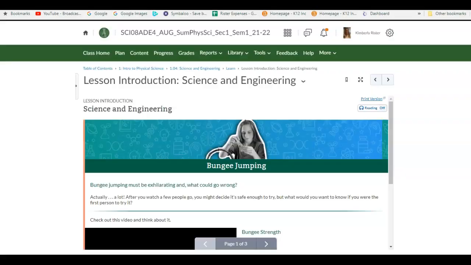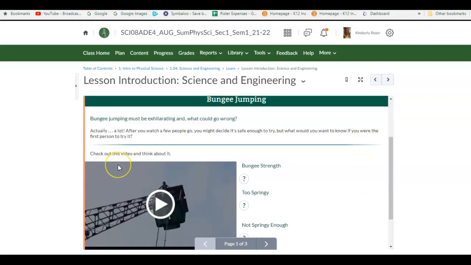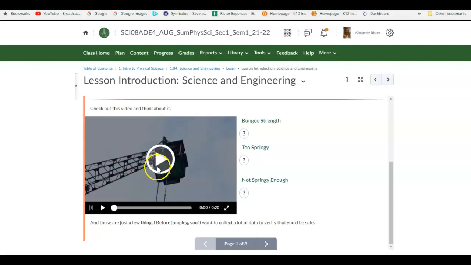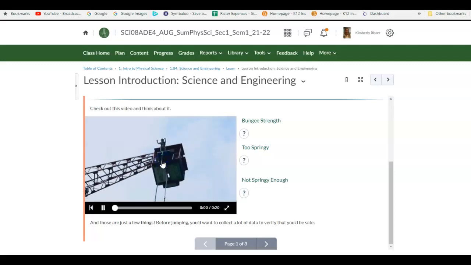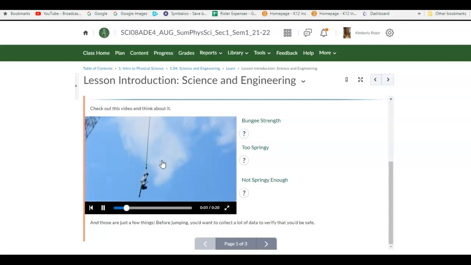All right, so as we take a look at science and engineering, the guiding questions are in there. We'll go through most of those as well. Bungee jumping must be exhilarating, and what could go wrong? Actually, a lot. So after you've watched a few people go, you might decide it's safe enough to try it. But what would you want to know if you were the first person to try it? So see if you can see this video. Sometimes in a recording, they don't play very well. So me being someone petrified of heights, I would never ever do that in a million years. But here are some things that you want to think about.